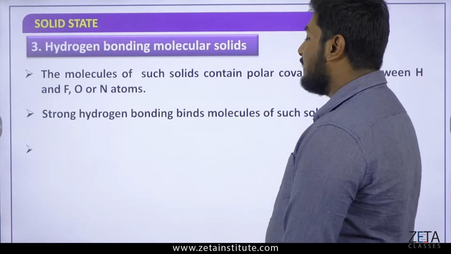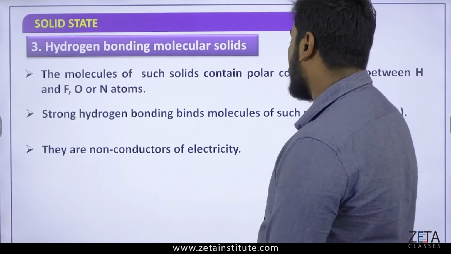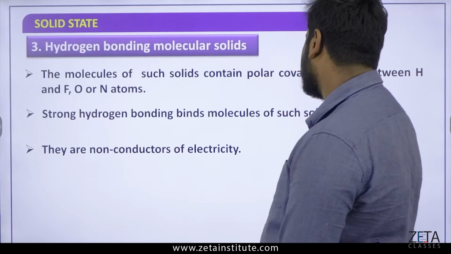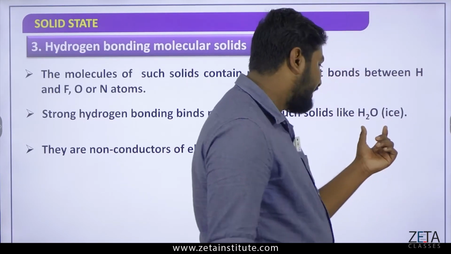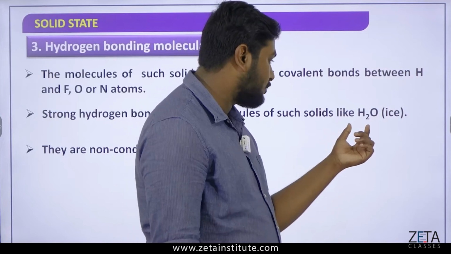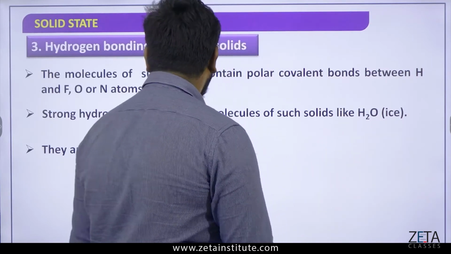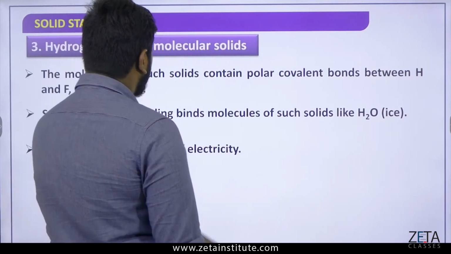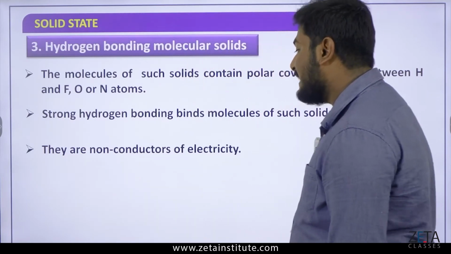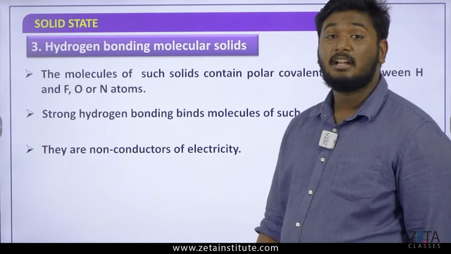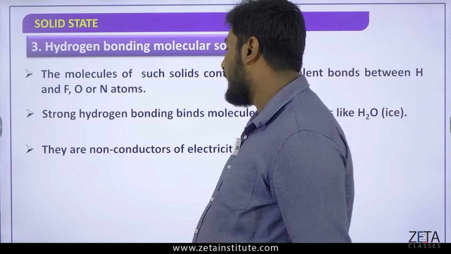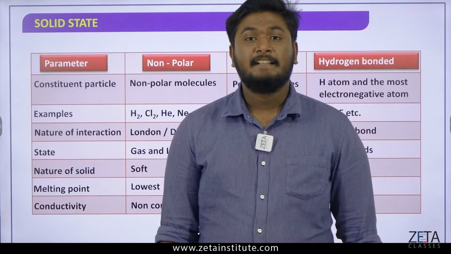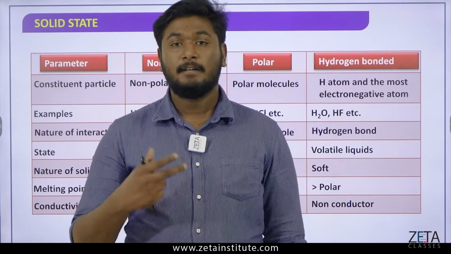Clear? And here they have strong hydrogen bonding, binds molecules of such solids like H2O. So H2O in ice. Clear? H2O is a solid form in case of ice. Clear? So here this is example of hydrogen bonding molecular solid. And they are non-conductors of electricity because they are closely packed, right? Clear? So that's all about our first one, molecular solid.